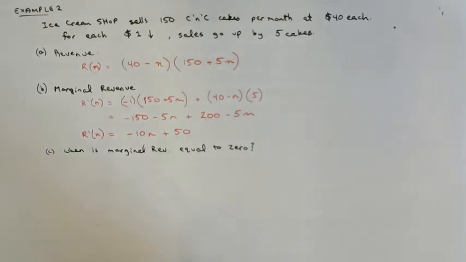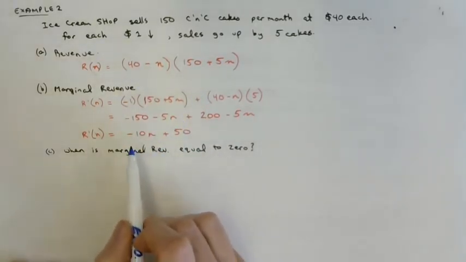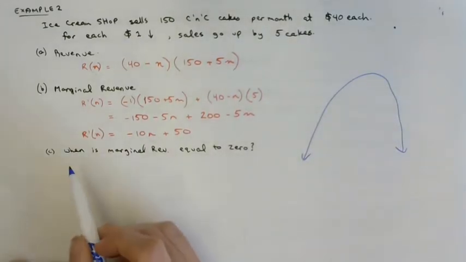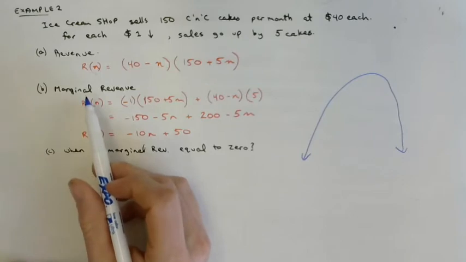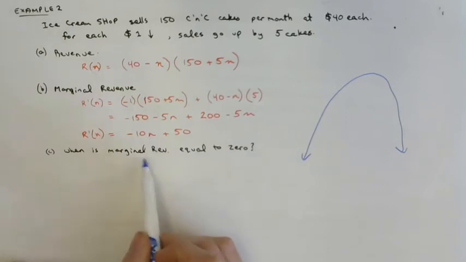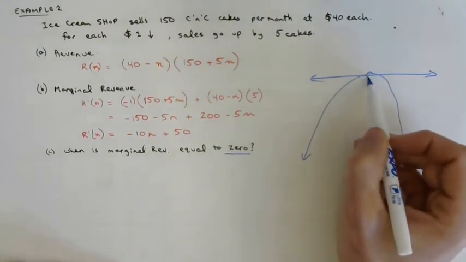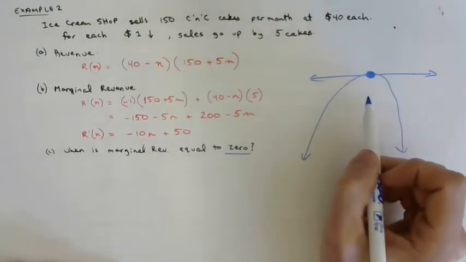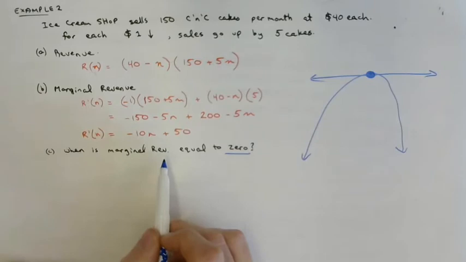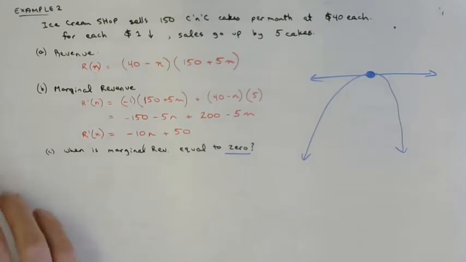So just to think about this, why on earth would we be finding when the marginal revenue is equal to 0? Well, if the revenue function is a quadratic, and it's a negative quadratic, then it looks like this. And the marginal revenue, which is the derivative of the revenue function, represents the slope of the revenue function. And we're finding when the slope is equal to 0. Well, that happens right here, at the maximum point. So solving the derivative function is the same as finding the vertex of the revenue function, which we did a lot in grade 11 and grade 10.